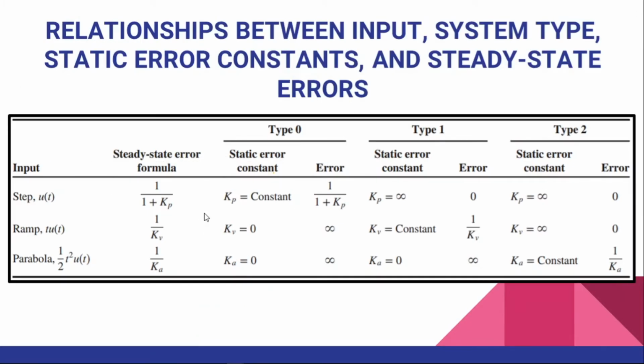So for a summary of the topics that we've encountered so far, the relationships between input, system type, static error constants, and steady state errors. We have here the different kinds of inputs, the steady state error formulas, and also the type 0, type 1, and type 2 systems and their corresponding static error constants. So for step input, you have a steady state error formula of 1 over 1 plus Kp, in which Kp, or the position constant, is equivalent to the limit of g of s as s approaches 0.